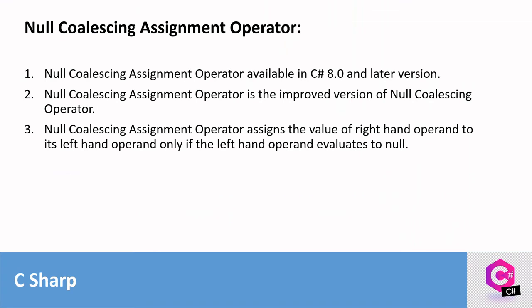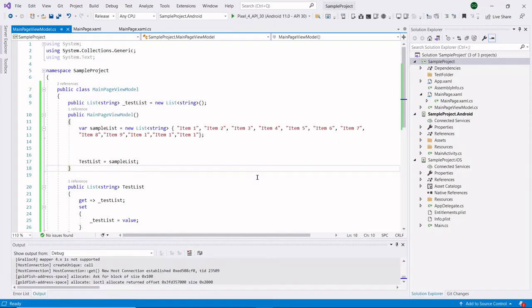Let's go to today's C# topic. Today our C# topic is the null coalescing assignment operator. This operator was introduced in C# 8.0 and above versions. This is the improved version of the null coalescing operator. By using this null coalescing assignment operator, we can reduce the number of lines in the code. Now I will show you how to implement the null coalescing assignment operator.